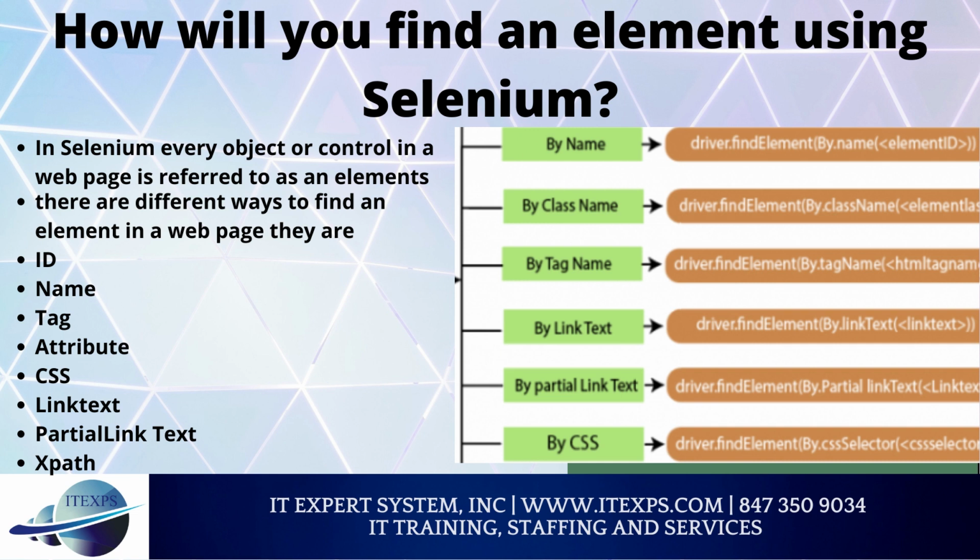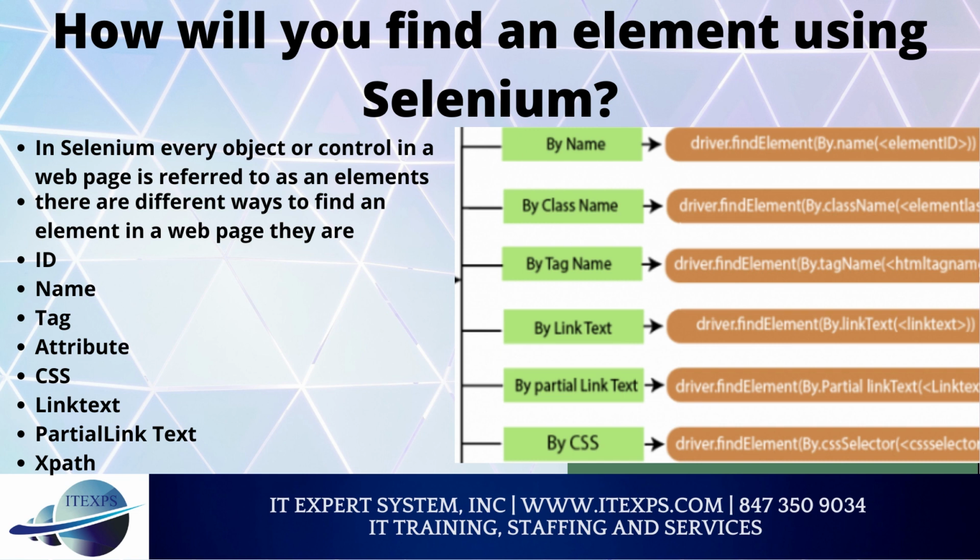Name. Finds or locates elements based on the name attribute. The name attribute is used to match the search value. Tag. Finds or locates elements having tag names that match the search value. Attribute. CSS. Matches CSS selector to find the element.